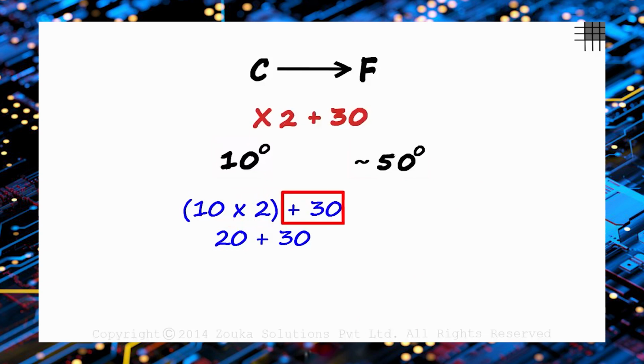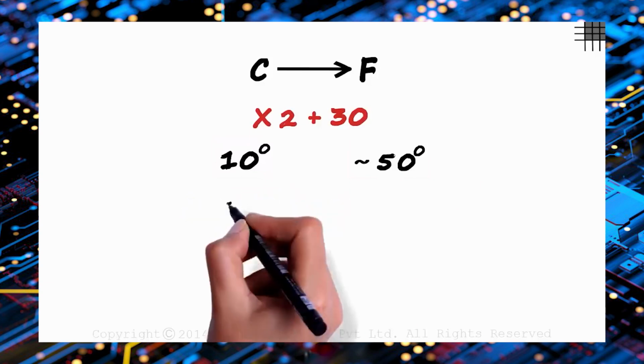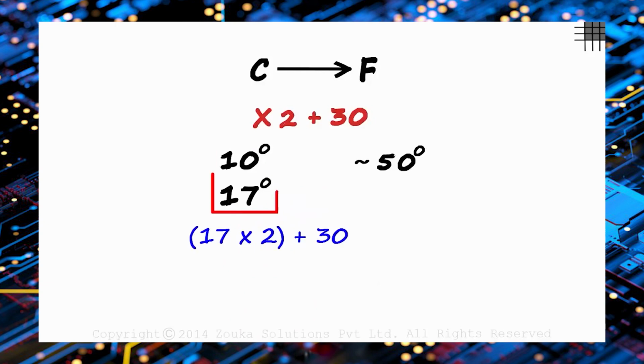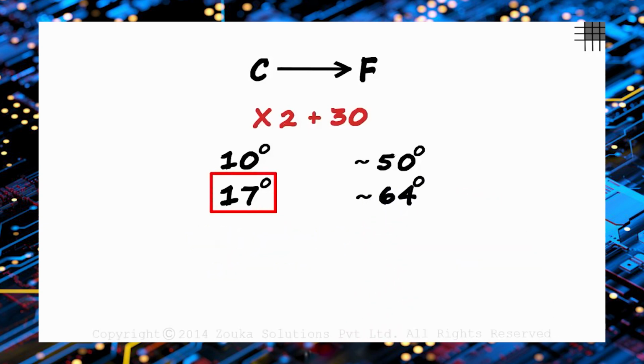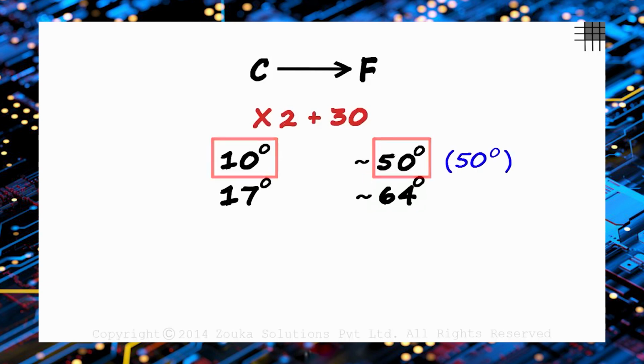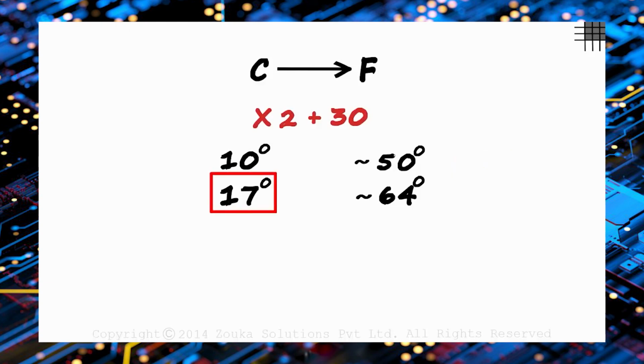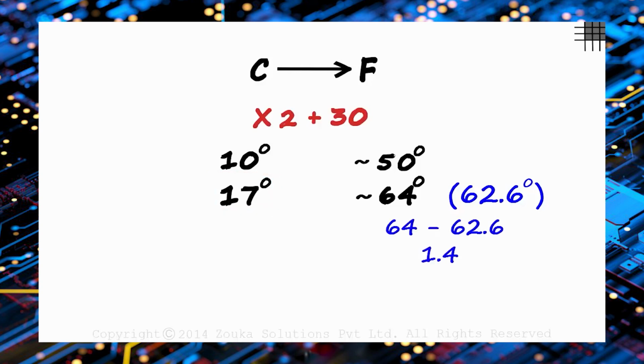10 degrees Celsius is approximately 50 degrees Fahrenheit. Multiply with 2 and add 30 to the product. 17 degrees Celsius. 17 times 2 is 34 and 34 plus 30 is 64. 17 degrees Celsius is approximately 64 degrees Fahrenheit. If we do the exact calculations using the formulae, we would have got 10 degrees Celsius as 50 degrees Fahrenheit. Yes, we were a bit fortunate here. And 17 degrees Celsius as 62.6 degrees Fahrenheit. Almost equal.